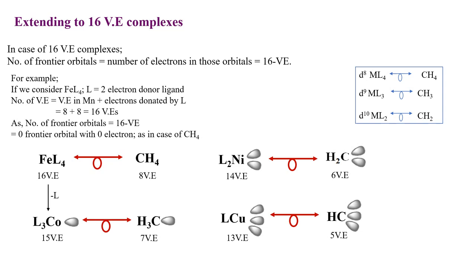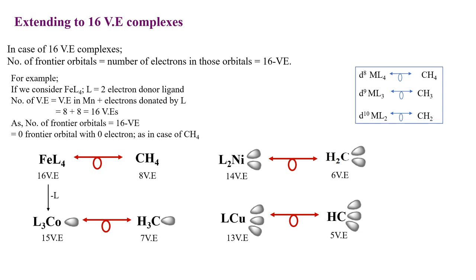Similarly, if I remove one ligand from this CoL3 radical, I end up getting CoL2 minus. To maintain the zero charge criteria, cobalt will be replaced by nickel. So what happens? I get a molecular fragment containing two frontier molecular orbitals with one electron in each, which is found to be isolobal with the CH2 radical, which also has two frontier molecular orbitals with one electron in each.